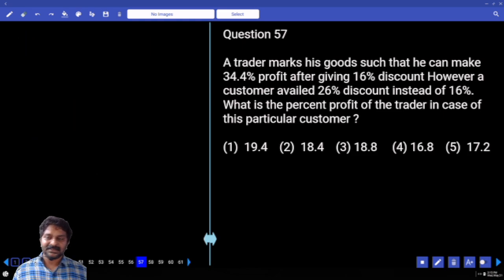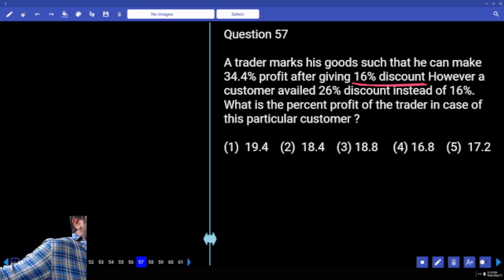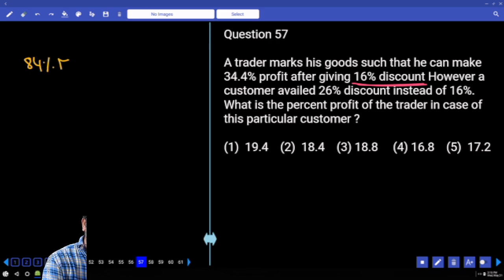A trader marks his goods in such a way that he can make 34.4% profit after giving 16% discount. Okay. When you are giving 16% discount, at what price you need to sell the item? 84% of which price? Market price. At that price you need to sell the item.